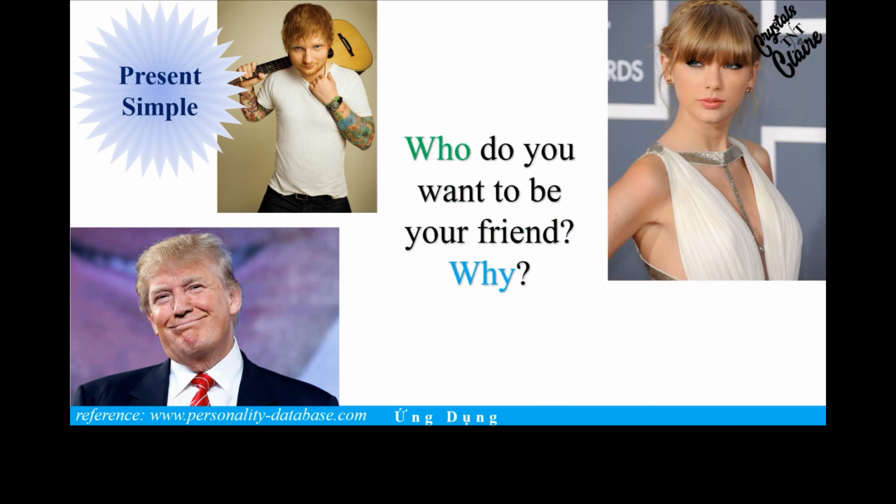Present simple. Okay, who do you want to be your friend and why? Okay, so in this slide I use information that I referred from personalitydatabase.com. Whenever you talk about the person that you want to be your friend, you can use present simple. Present simple is enough for you to describe a friend.